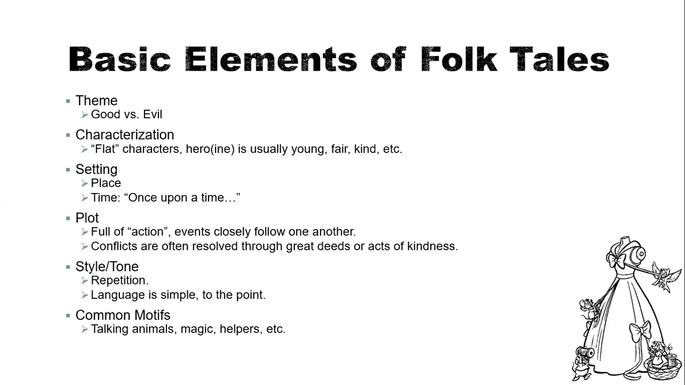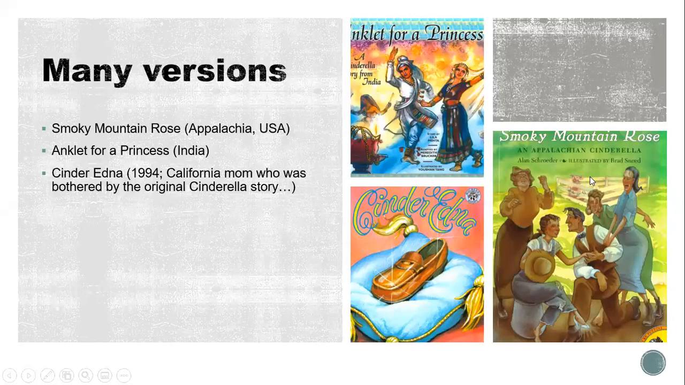The motifs that we tend to see, and a motif is a recurring concept, something that comes back again and again. In this case, we tend to have talking animals helping the main characters. You tend to have some magic somewhere, magic fairy dust, the fairy godmother, and you tend to have loads of helpers. So the main character, even though she's hurt, she's in pain, is never really alone. There's always someone somewhere to help her. Now, as I said, there are many, many versions. I'm just going to show you a couple of them. You'll get an assignment in which you'll see more of them.